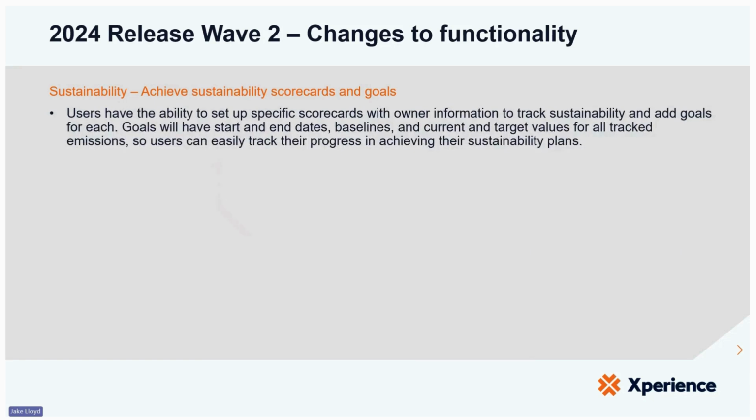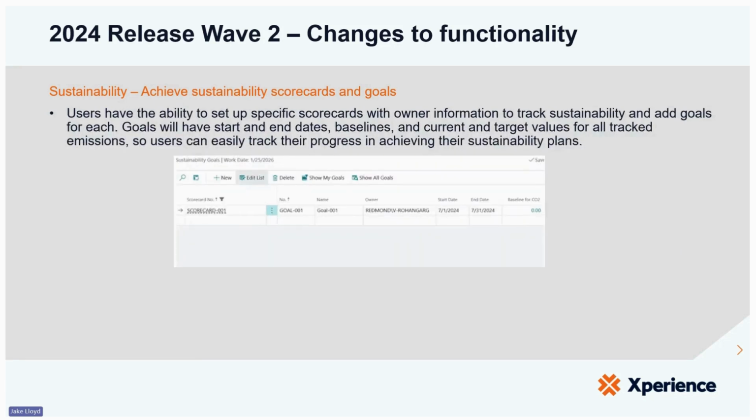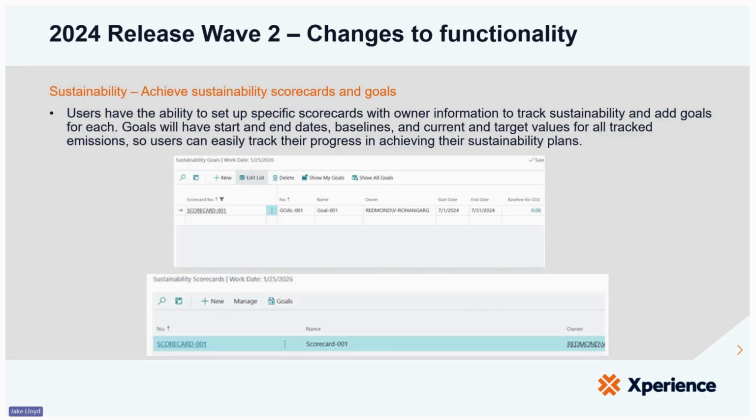Just touching on the scorecards, goals can be created based on current and target values, so you can keep track of your current emissions in this period and the previous period. You have the ability to set up specific scorecards with owner information that allows you to track sustainability and add goals for emissions. Typically, you'll have goals with start and end dates, baselines, current and target values for all tracked emissions.